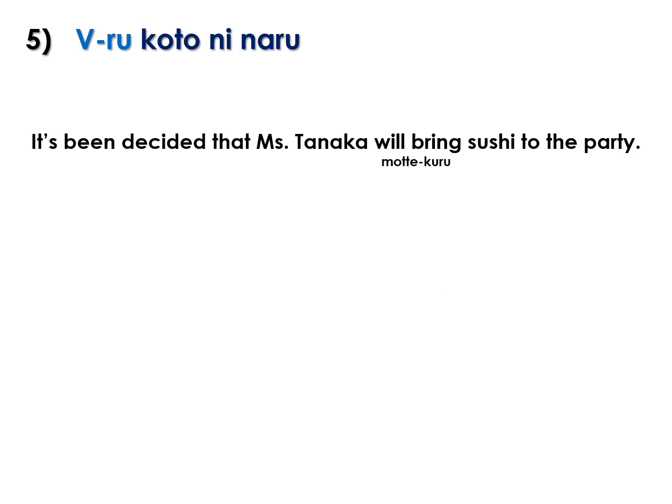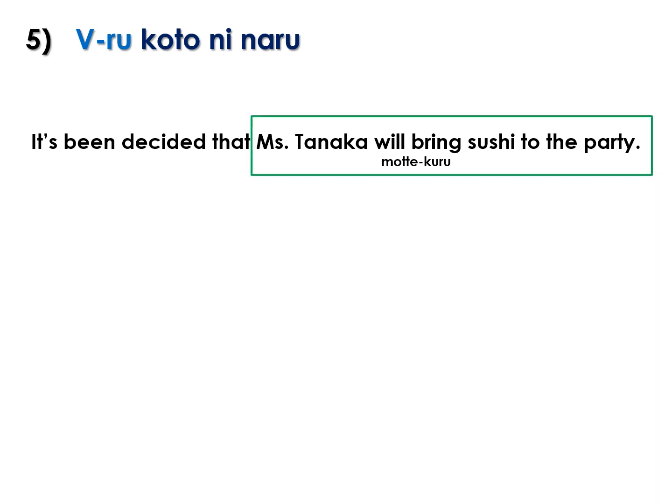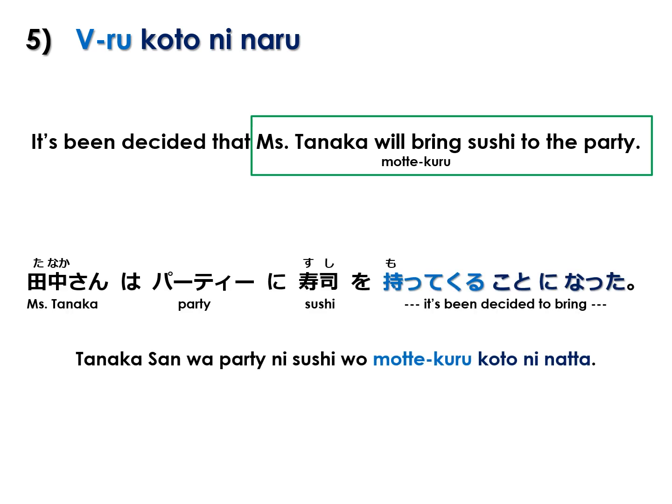Another example, it's been decided that Miss Tanaka will bring sushi to the party. We nominalize Miss Tanaka will bring sushi to the party. In this example, the subject or topic is another person and not the speaker. Translation, 田中さんはパーティーに寿司を持ってくることになった。 The structure implies that it wasn't Miss Tanaka's decision to bring sushi to the party. Perhaps it was a group decision, or it was assigned to her by the boss, or that's what she picked in a lottery.